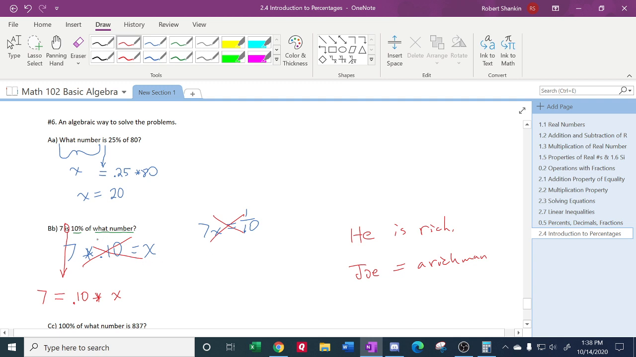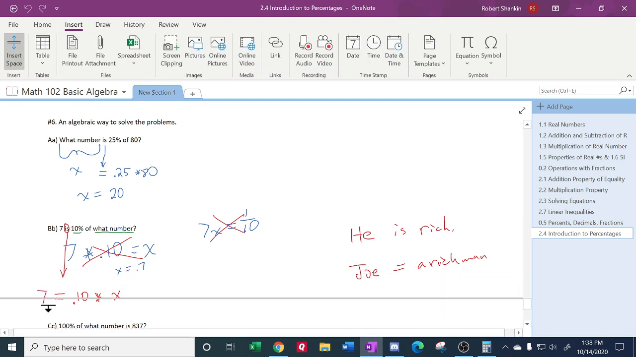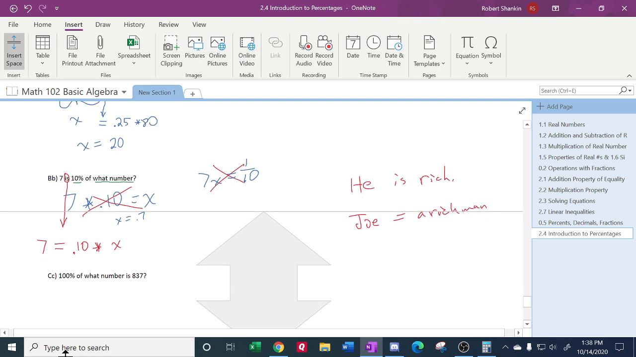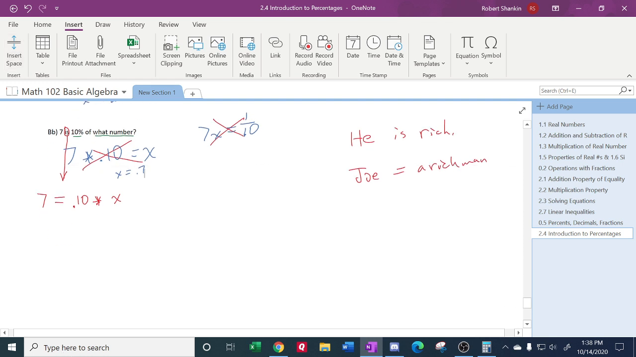Now, if you had done either of these, we'd have gotten x is equal to 0.7. And if we'd have done this one, we'd divide both sides by 0.7. We'd get a real small answer for this. But that also wouldn't do it. Now, we get this equation right here. Seven is equal to 0.1 times x. We need to solve this equation now.